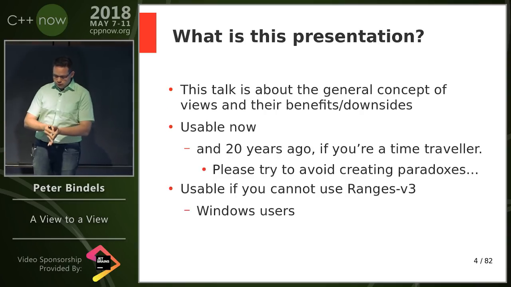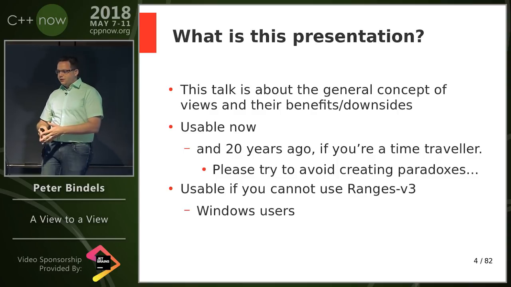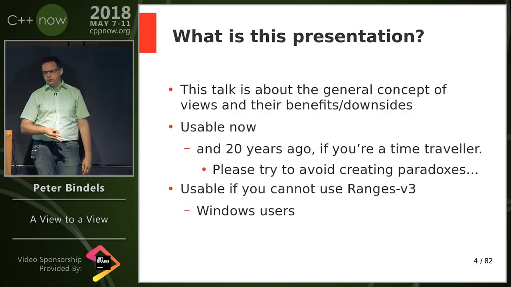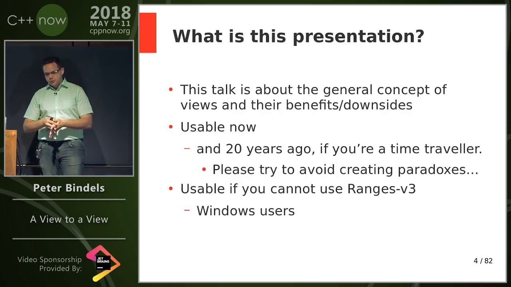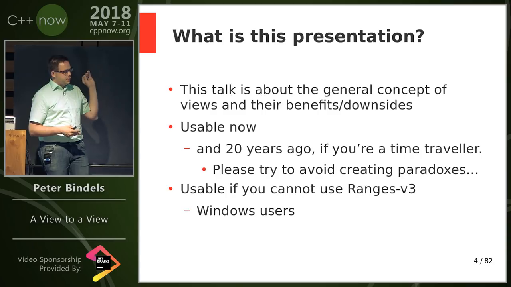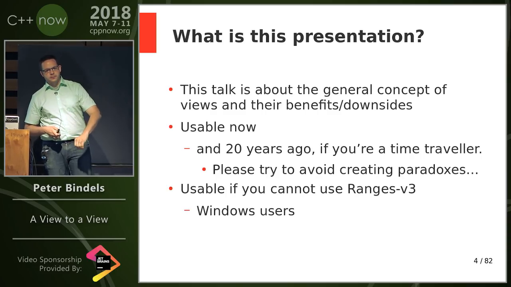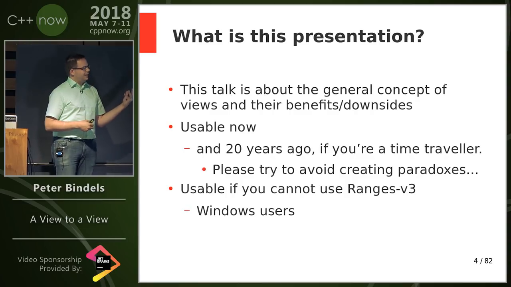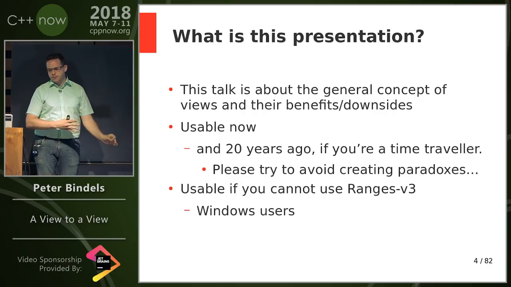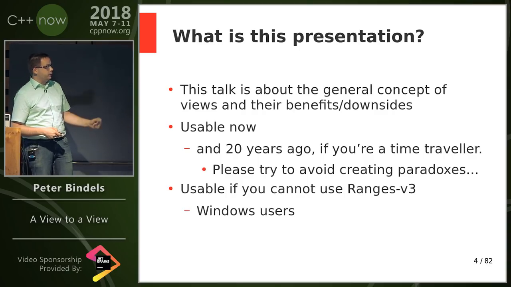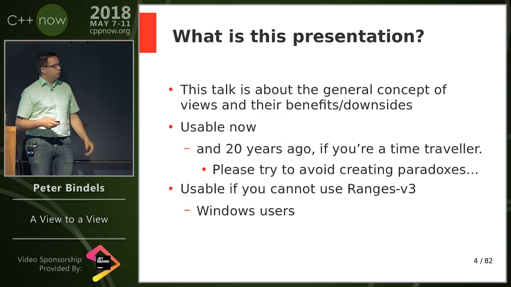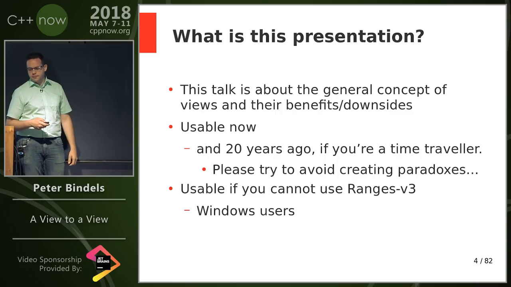So first of all, what is the goal of this presentation? The idea is that we are going to be talking about the general idea of a view, as in what is a view, why are views there, and the things that we're going to be making are going to be usable now, and they're going to be usable in C++98. They are the general concept, which means that they are not ranges v3. They do not rely on concepts, they do not rely on anything that you could only do if you had C++11. So in any code base you have, these ideas apply. And that may be useful if you are not able to use ranges v3. For example, from what I know, Visual Studio still does not support ranges v3, or at least the up-to-date version. They have a two-year out-of-date version.